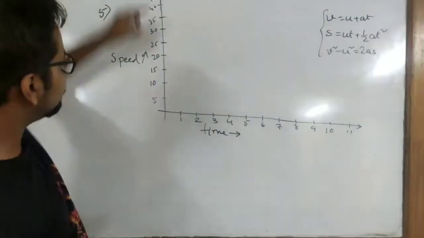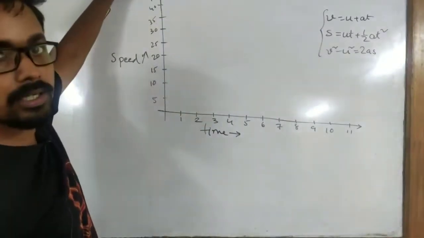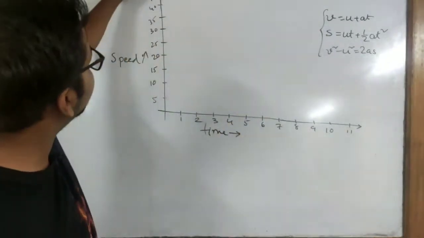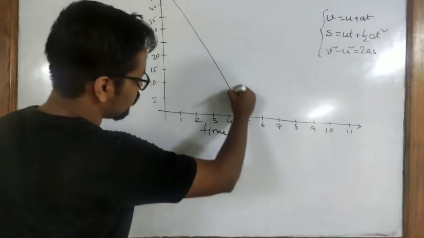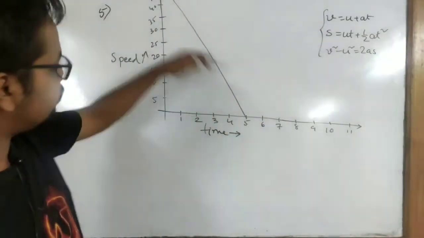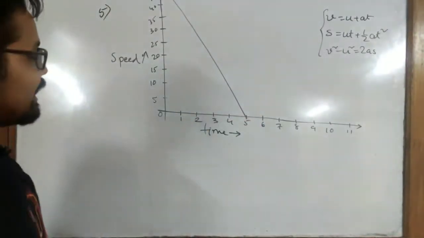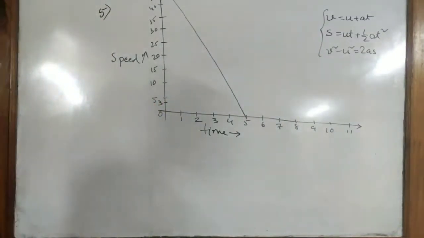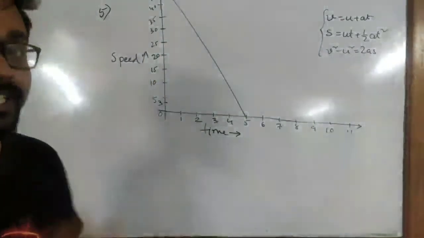The first car had a speed of 52 km per hour. And he came to rest in how much time? Only 5 seconds. Means in 5 seconds his speed decreased from 52 to 0. So we must have a graph something like this. His speed was 52, and after the end of 5 seconds his speed came down to 0. Next one was having a speed of 3. He applied the brake so slowly that he came to rest after 10 seconds.